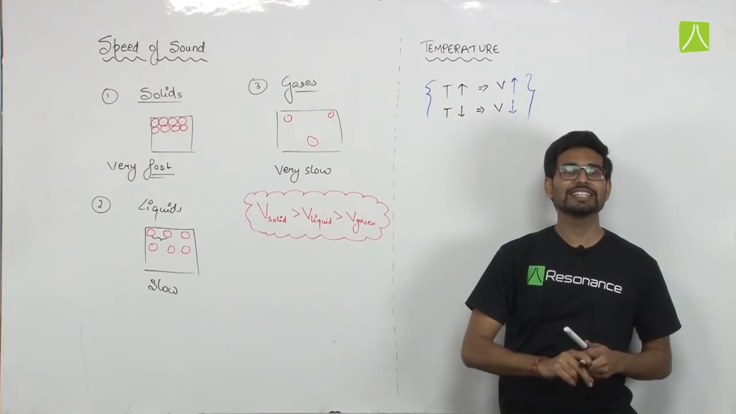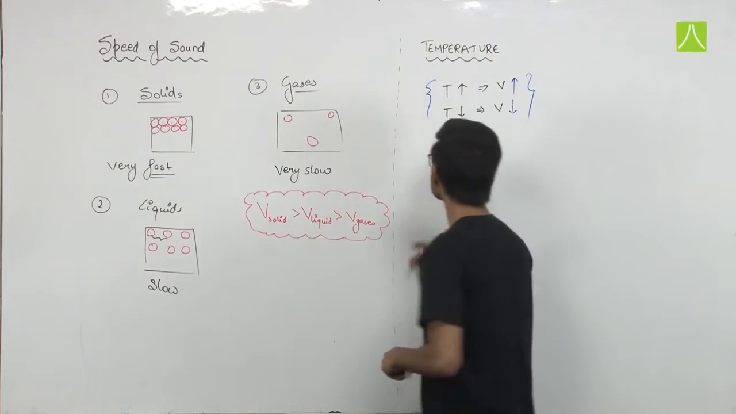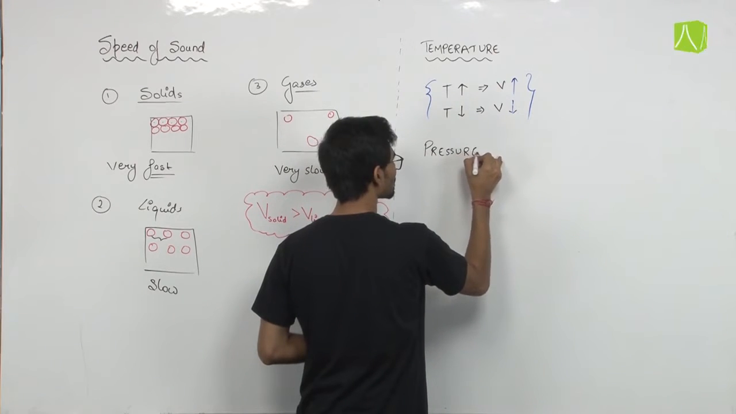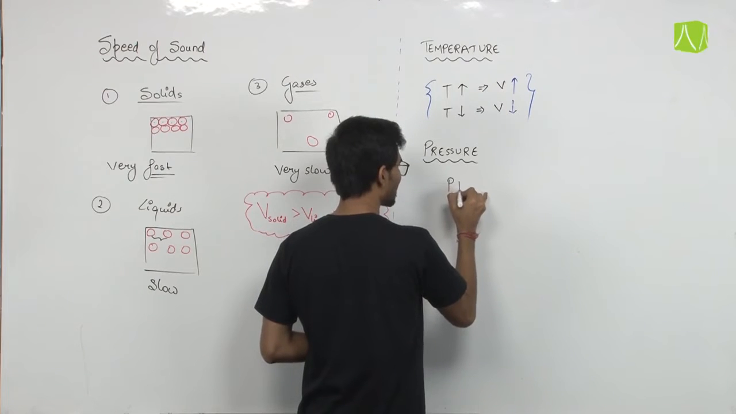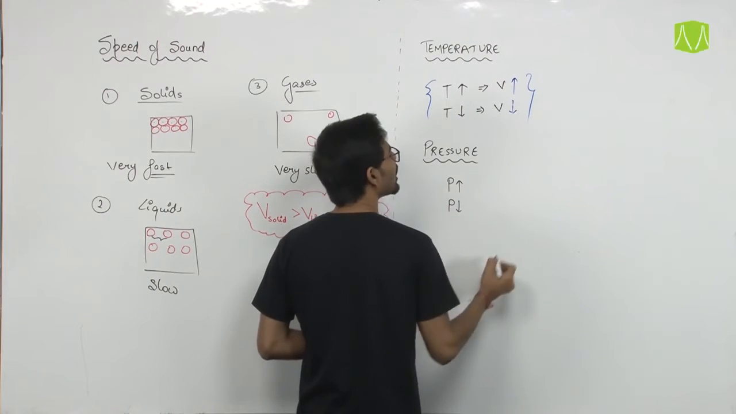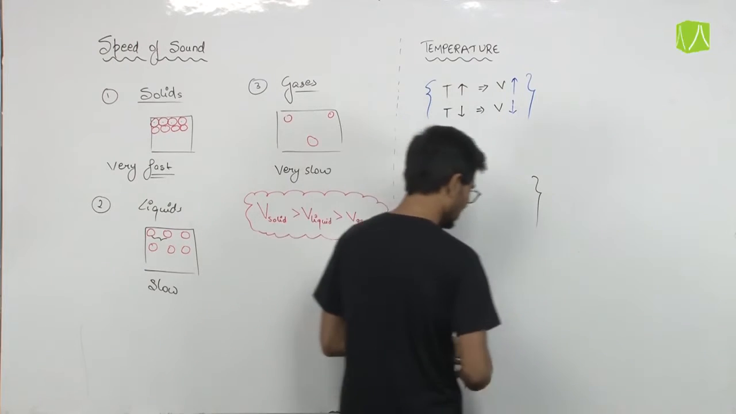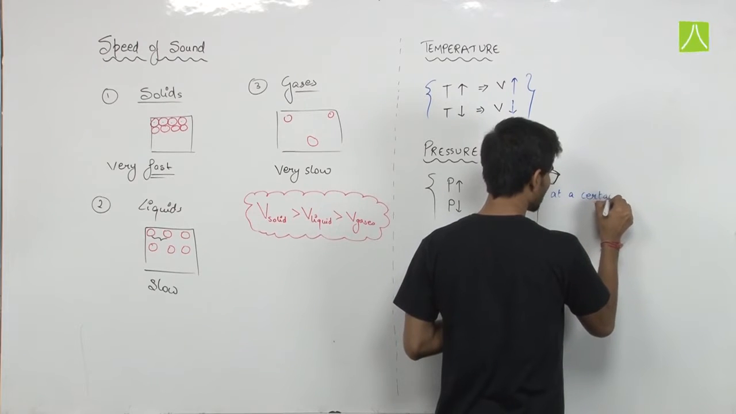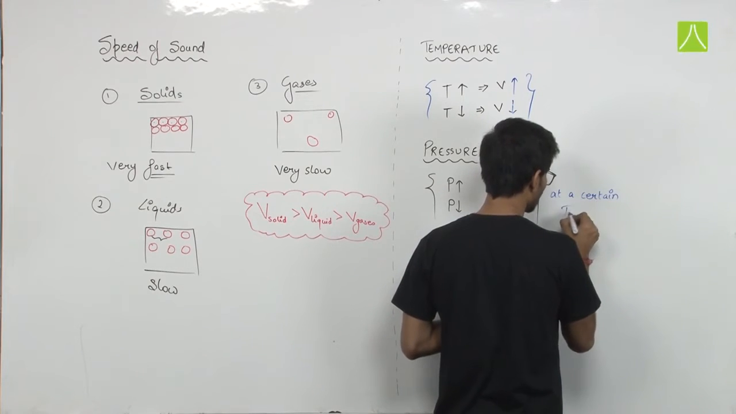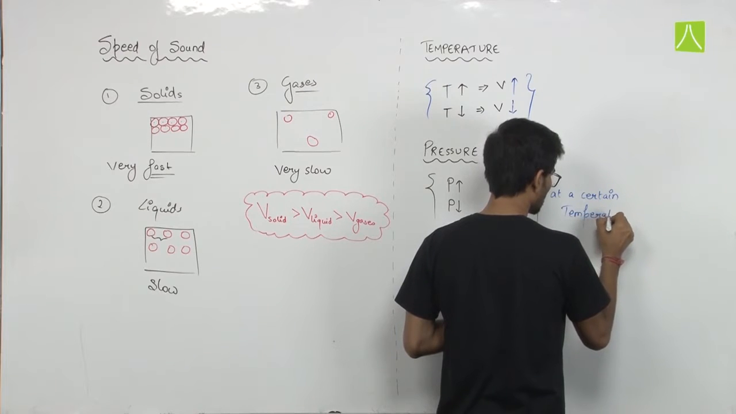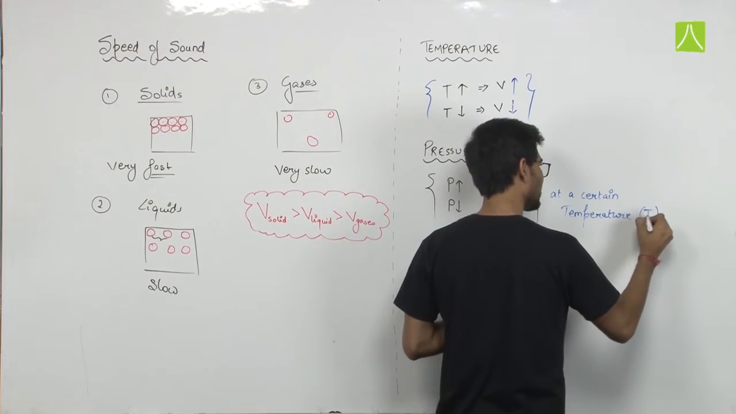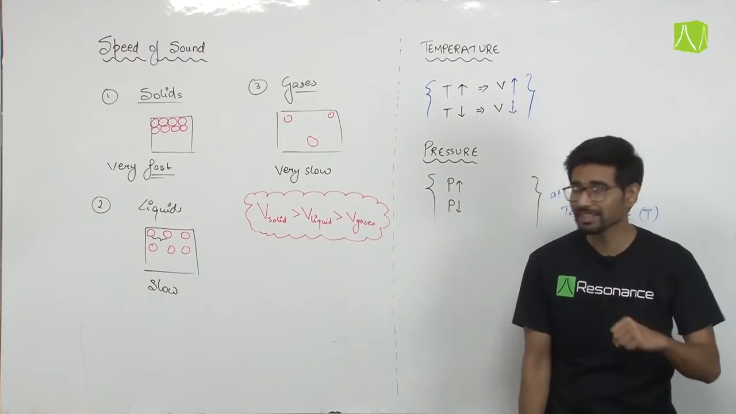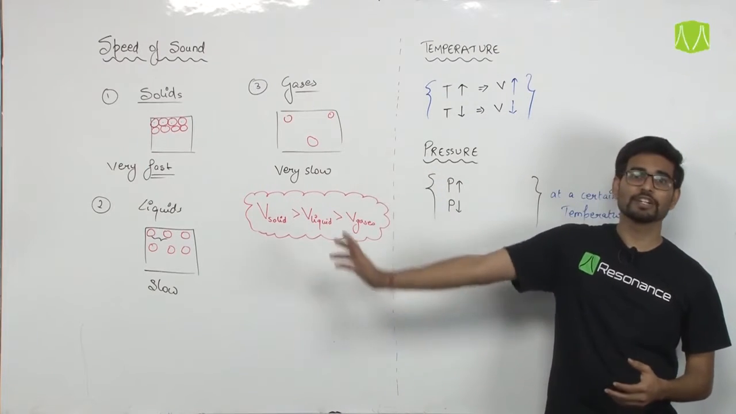ये था effect of temperature on speed of sound. Now what we will going to see is the effect of pressure on speed of sound. So let's see the effect of pressure. अगर मैंने pressure को increase किया या decrease किया at a certain temperature, मतलब constant temperature. Let us take the temperature be T. So at T temperature, I am increasing or decreasing the pressure. So what will be the effect on the speed of sound?